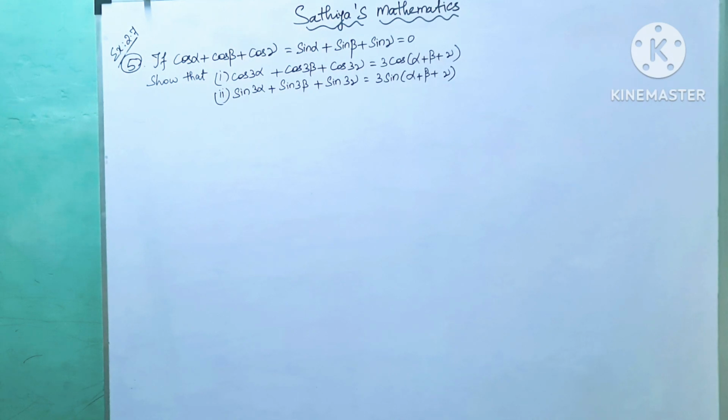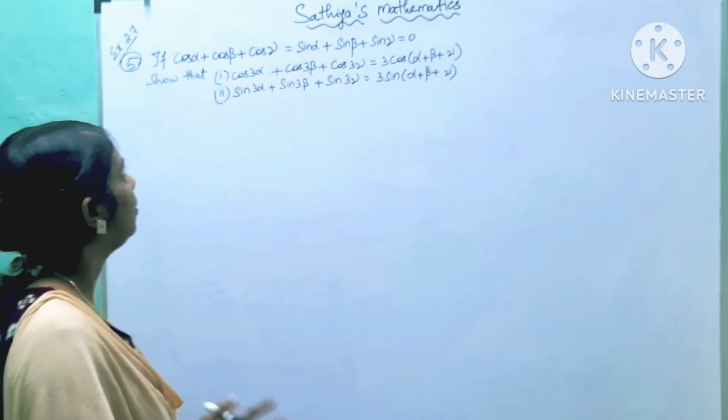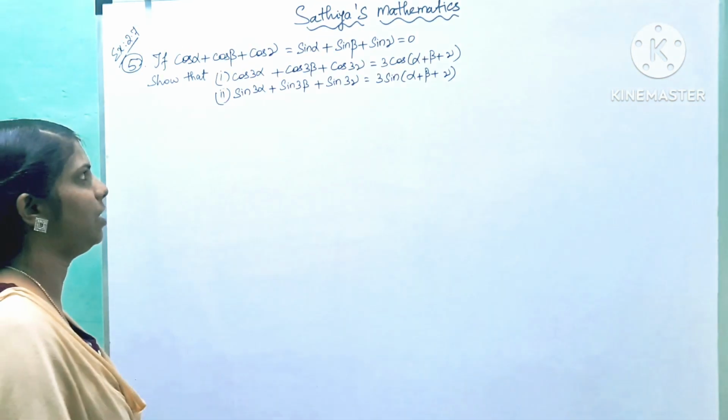In this video, we will talk about 12th Maths, exercise 2.7, sum number 5. If cos alpha plus cos beta plus cos gamma is equal to sin alpha plus sin beta plus sin gamma is equal to 0, show that first subdivision cos 3 alpha plus cos 3 beta plus cos 3 gamma is equal to 3 cos(alpha plus beta plus gamma). Second subdivision sin 3 alpha plus sin 3 beta plus sin 3 gamma is equal to 3 sin(alpha plus beta plus gamma). In the question, cos alpha plus cos beta plus cos gamma is equal to 0 is one condition.